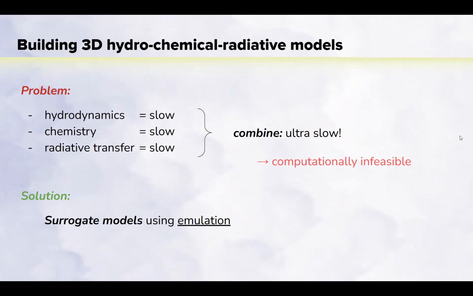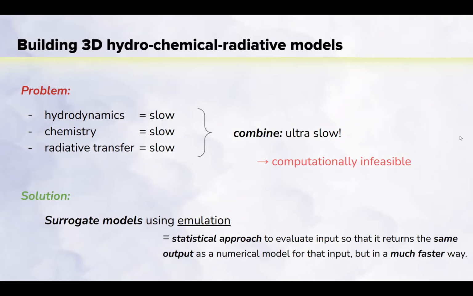And with surrogate models, we use emulation to process a certain thing. So what is emulation? It's a statistical approach. It can be different kinds of statistical approaches, but this approach is able to take a certain input value and return the same output value as a classical code would do. But the important thing is that it will do it in a much faster way. And that's the thing we want, of course. We want the same output, but in a faster way. So with surrogate models, we can do this.